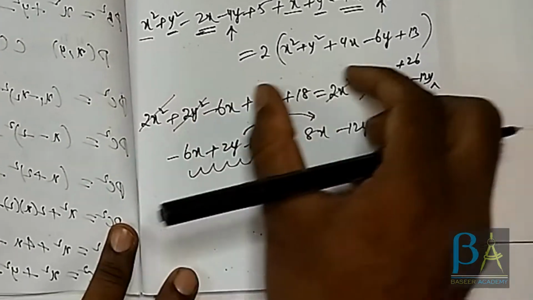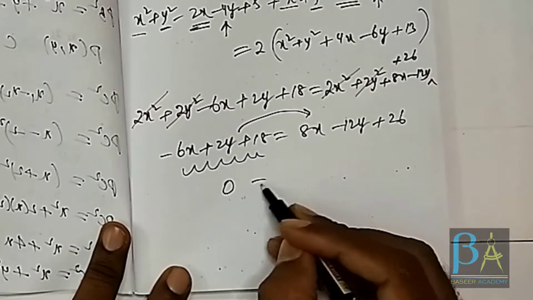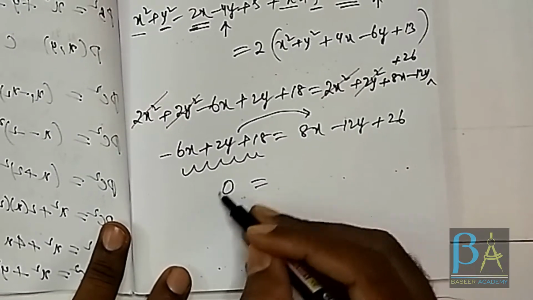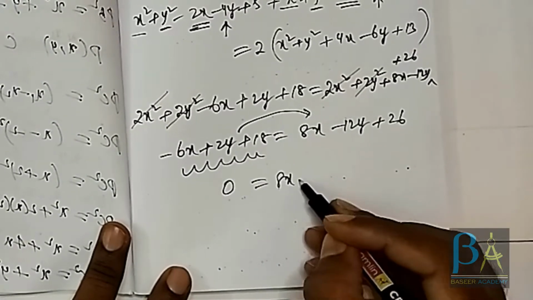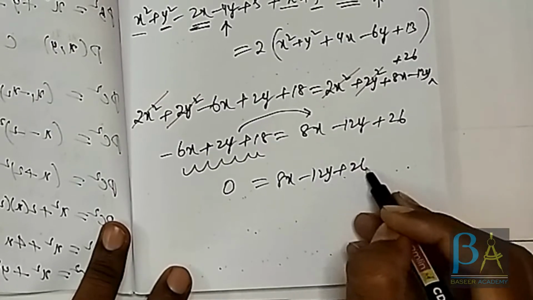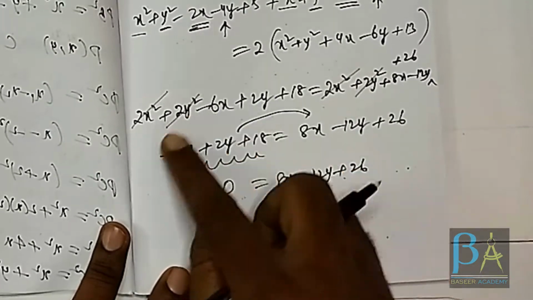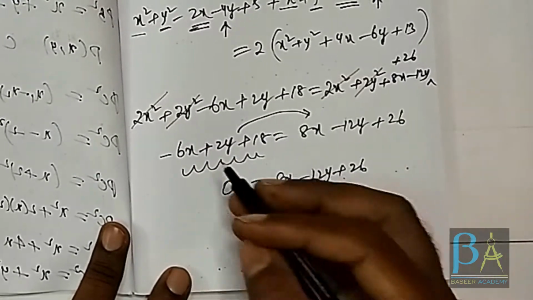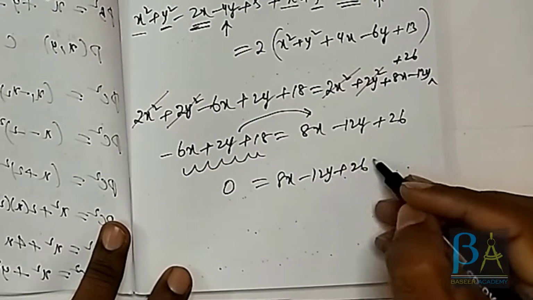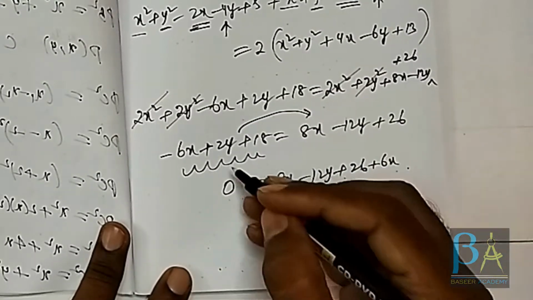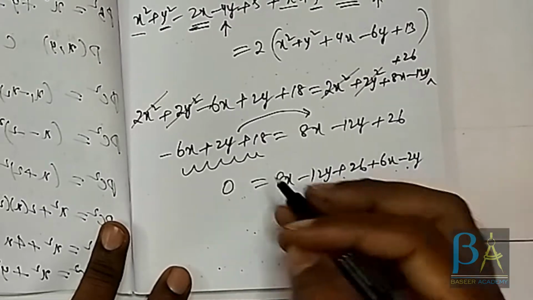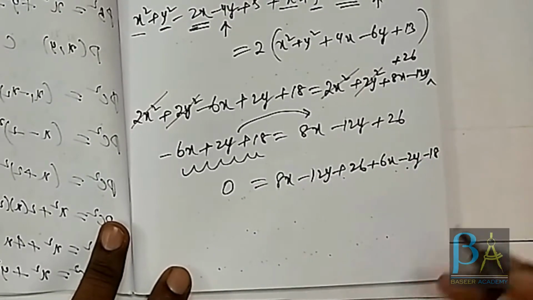When I transpose this to the right hand side, there would be nothing remaining on the left hand side, so I'll write a 0 on the left hand side, because I'm going to transpose this entire thing to the right hand side. Minus 6x, if I transpose it to the right hand side, becomes plus 6x, plus 2y becomes minus 2y, plus 18 becomes minus 18.